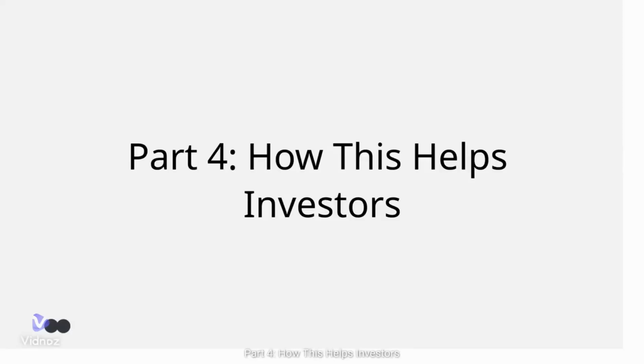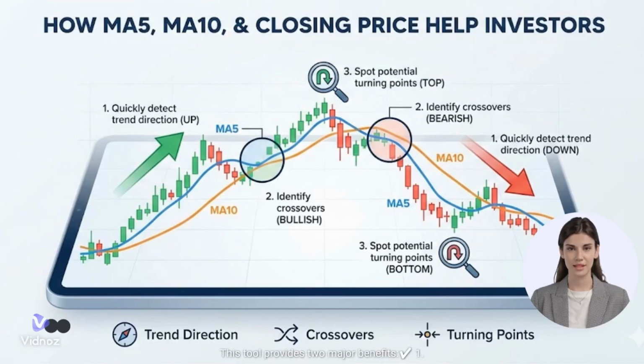Part 4. How this helps investors. This tool provides two major benefits. 1. Reviewing historical trends. With MA5, MA10, and the closing price, you can quickly detect trend direction, identify crossovers, and spot potential turning points.